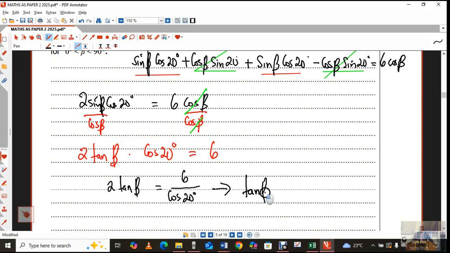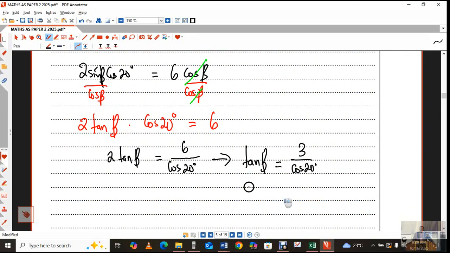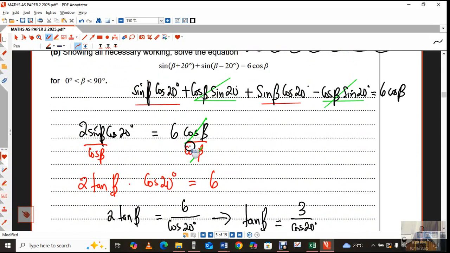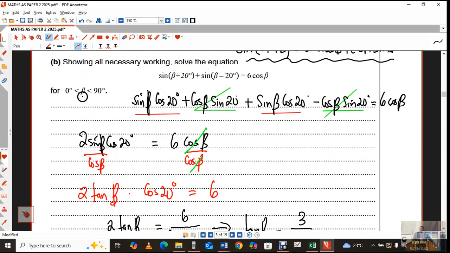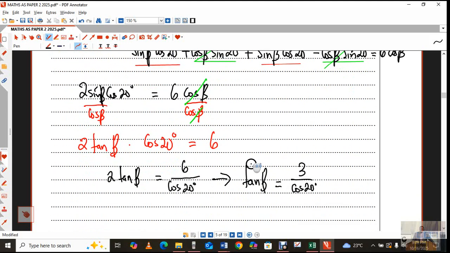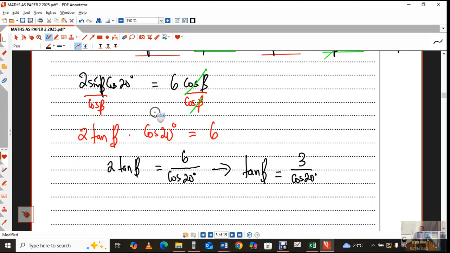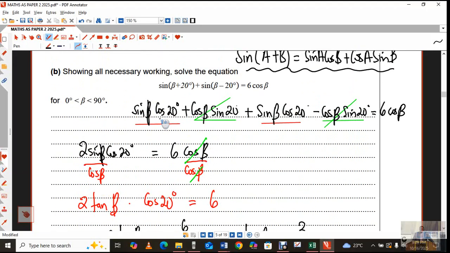This will leave you with tan beta equal to, if you divide by 2, 2 goes into 6, that gives you 3 over cos of 20 degrees, which is a value that you can find within your calculator. And here, once you have so much working that you need to do, they will not make the domain so complicated for you. So whatever our B is, tangent should be in the first quadrant. Okay, so that means one solution.